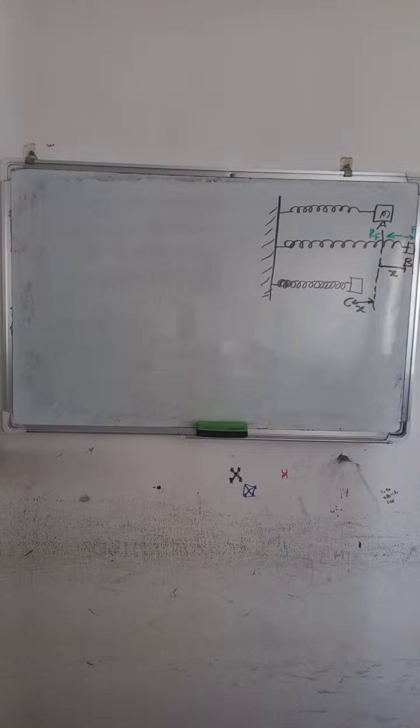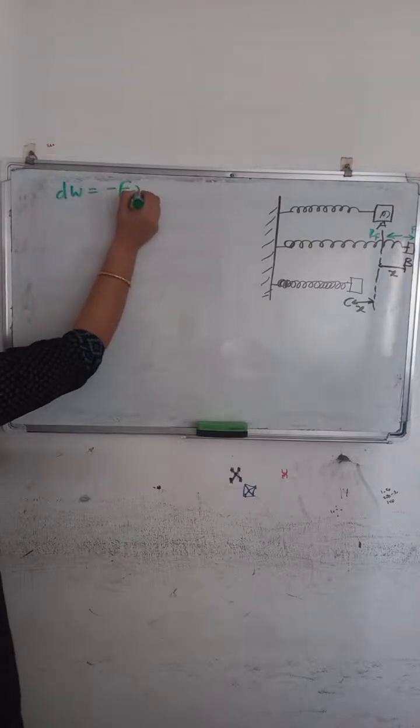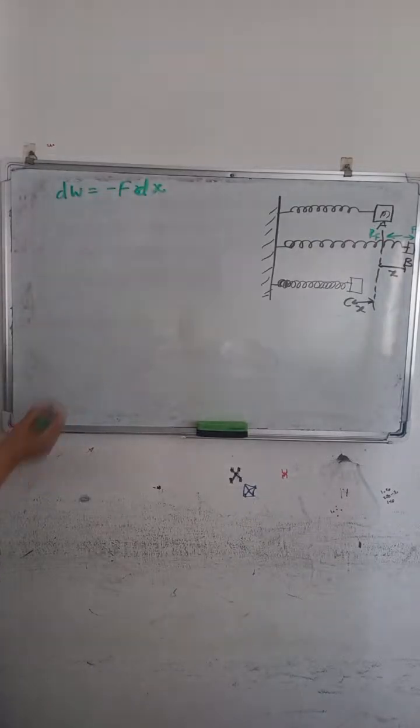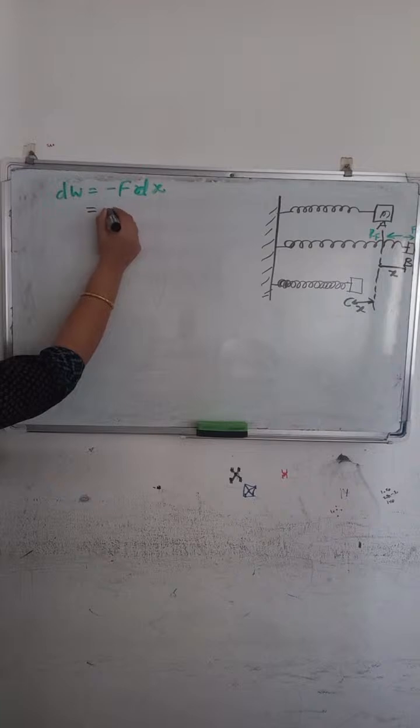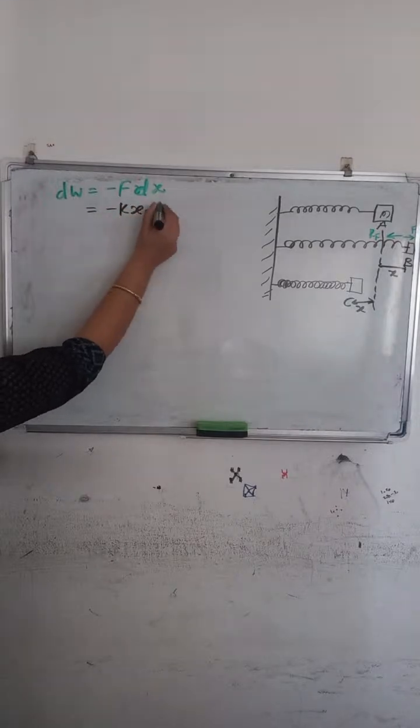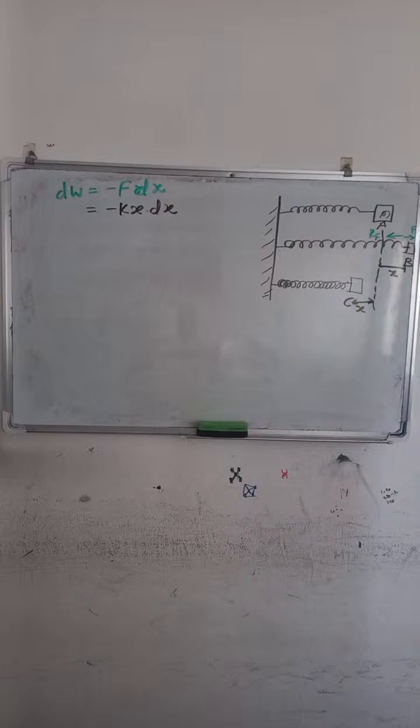So the work done dW is equal to minus F into dx, force into displacement. At the beginning of the last session I told you work done is nothing but force into displacement, and this is minus F into dx. And this force is, as we did in the last session, minus kx, so minus kx into dx.